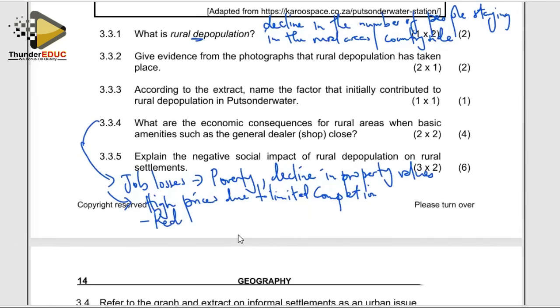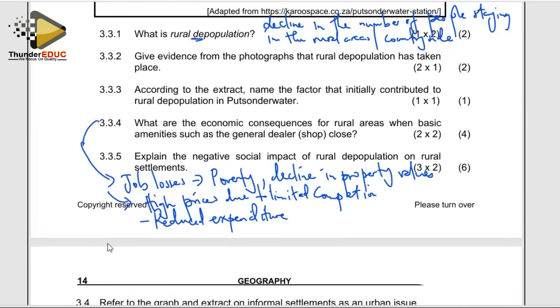There's also a problem of reduced expenditure. If people are fewer in the area, it automatically means that there is also going to be reduced expenditure, and also people are losing their jobs. The expenditure is going also to reduce. Right, those are some of the things.